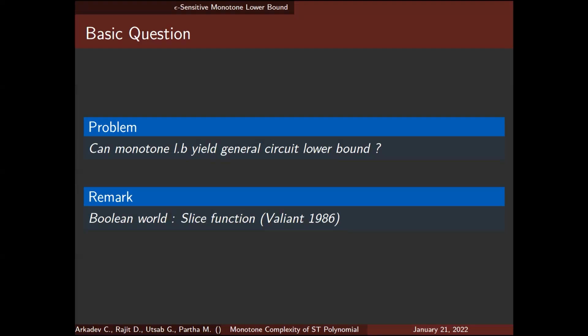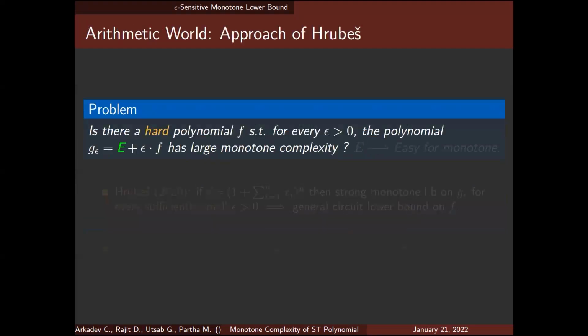What about the arithmetic world? Hrubes in 2020 gave an approach in this arithmetic world. The approach can be interpreted by the following problem. Is there a hard polynomial f such that for every epsilon greater than 0, the polynomial g epsilon, which is equal to e plus epsilon times f, has large monotone complexity? Here e is a polynomial which has an efficient monotone circuit.